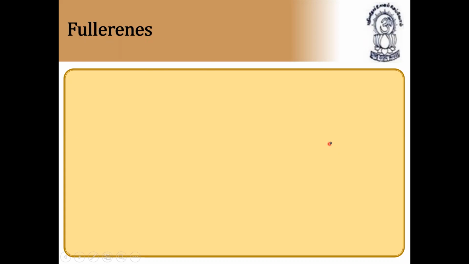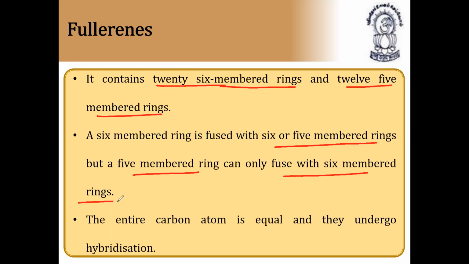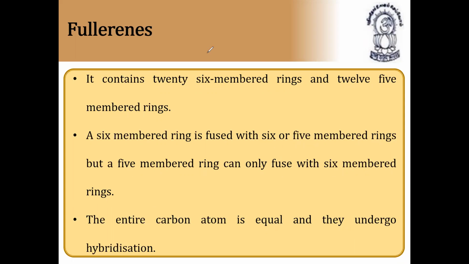Next, the next allotrope is fullerenes. It contains 20 six-membered rings and 12 five-membered rings. So 12 times 5 is 60, and 20 times 6 is 120. A six-membered ring is fused with six- or five-membered rings, but a five-membered ring can only fuse with six-membered rings. All the carbon atoms are equal and they undergo sp2 hybridization.